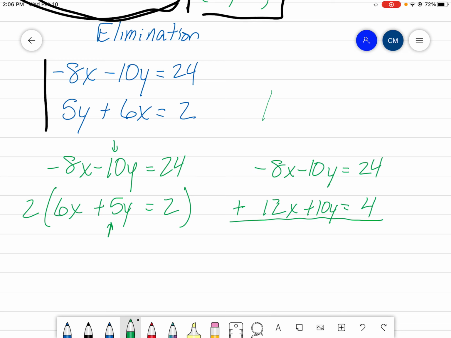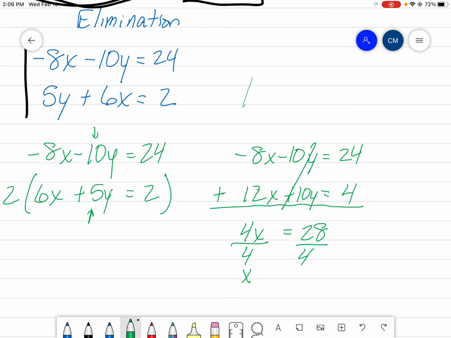Now I can add those two equations together. Negative 8x plus 12x is equal to 4x. My y's cancel each other out. 24 plus 4 is 28. Now I have x by itself. I can go ahead and solve it. I'm going to divide both sides by 4. X is equal to 7.